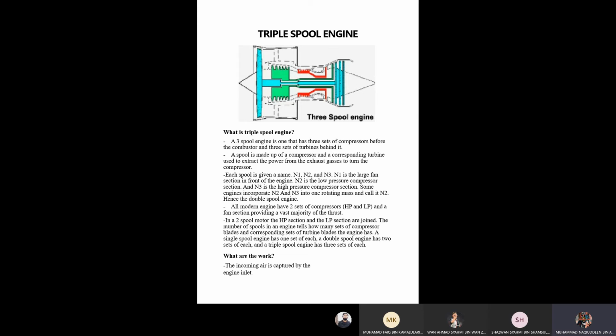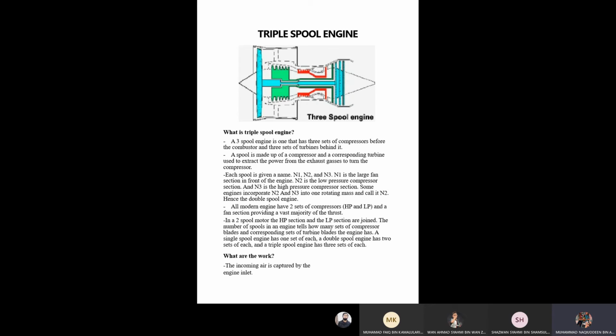Okay, what is a triple spool engine? First, a triple spool engine is one that has three sets of compressors before the combustor and three sets of turbines behind it. Second, a spool is made up of a compressor and a corresponding turbine used to extract the power from the exhaust gas to turn the compressor.